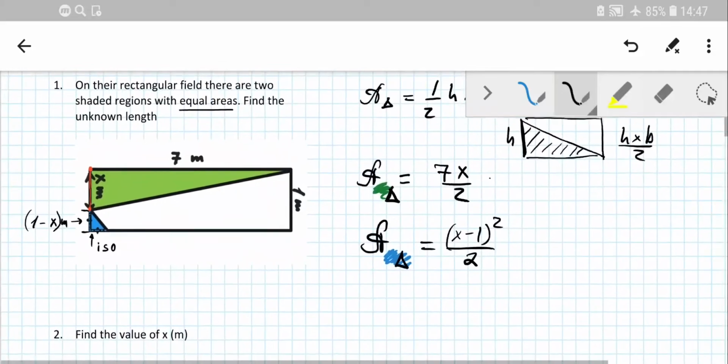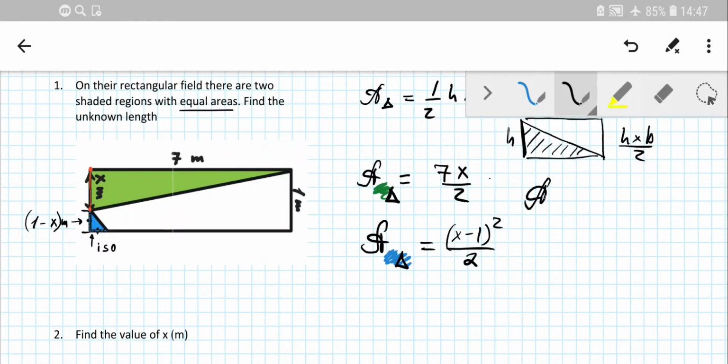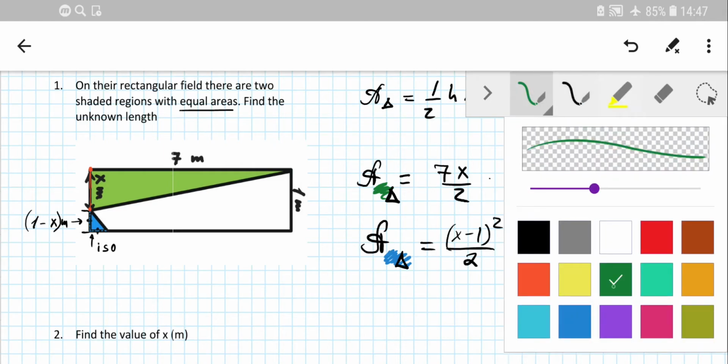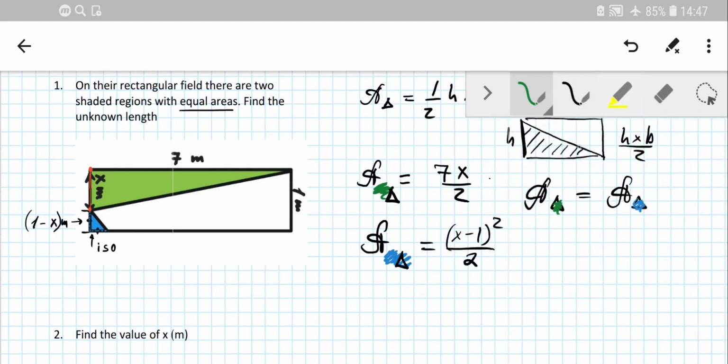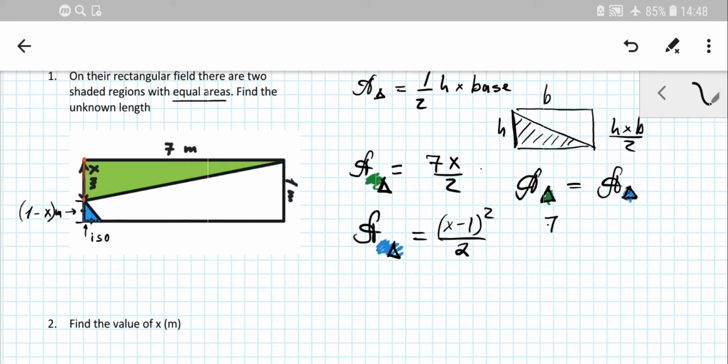Because area is the same, we can equate the area of the green to the area of the dark blue, okay? So that's how it works. We actually converted each statement into algebraic form, and then we put it in equality because we have two sides equal. So actually we've got 7x over 2 equals (x minus 1) squared over 2, which is a quadratic equation.